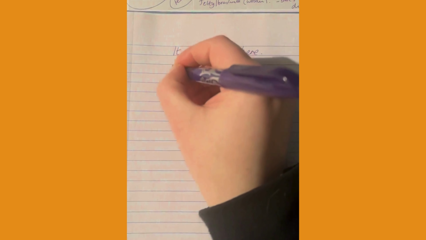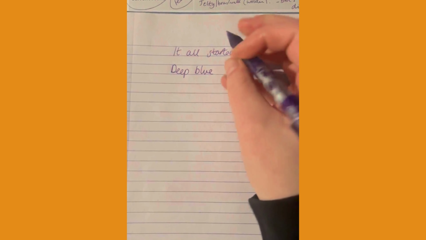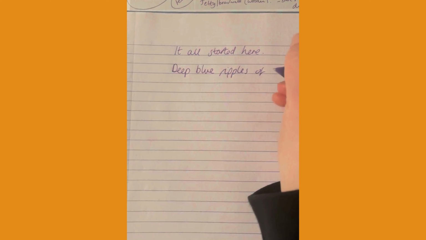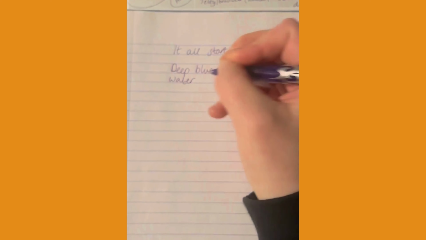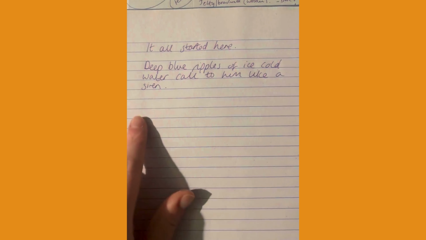So let's go with some imagery. So, deep blue ripples, because we're going to start with the lake. So, ripples of ice cold water. See how I'm not just saying, oh, the lake is cold. And I'm going to put, call to him like a siren. I've not just put deep blue ripples of ice cold water. I've then added something additional to that, and I've used a simile.